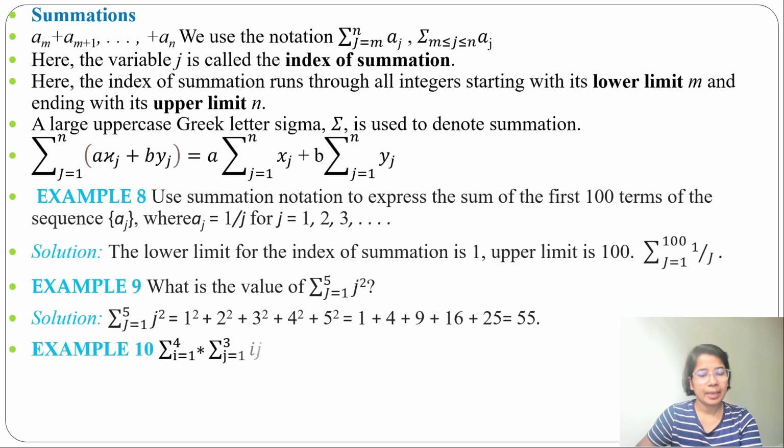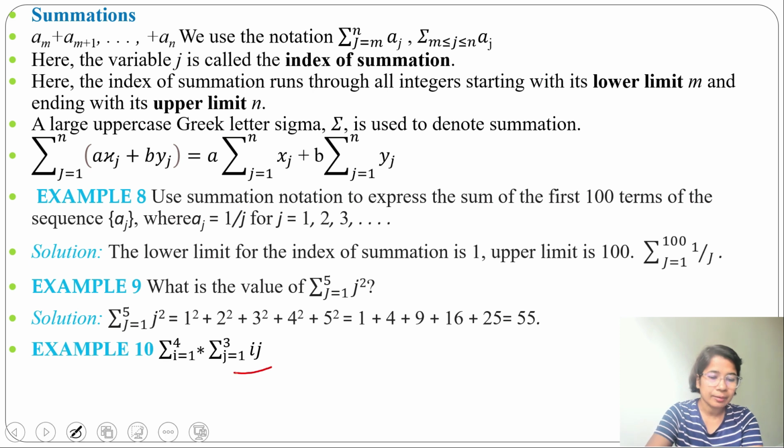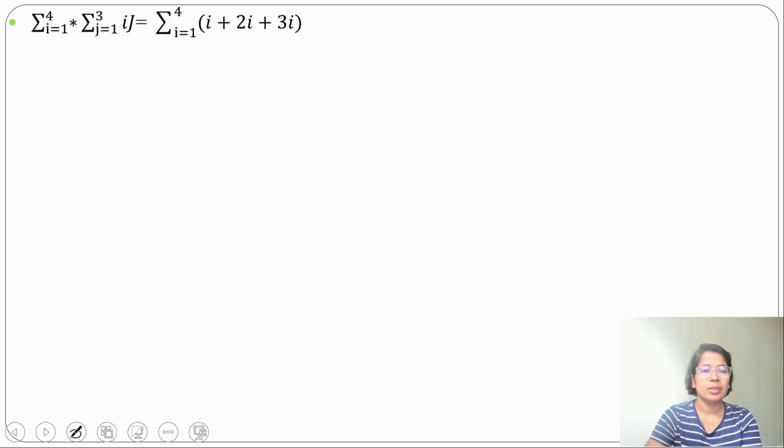Next, example 10. Sum of i equals 1 to 4, sum of j equals 1 to 3, ij. It is a double sum. When there is a double sum, first we'll evaluate the inner sum, then we'll evaluate the outer sum. So first we'll evaluate the sum of j equals 1 to 3, ij. In place of j, we can write 1, then 2, then 3. So i plus 2i plus 3i, it will be 6i.